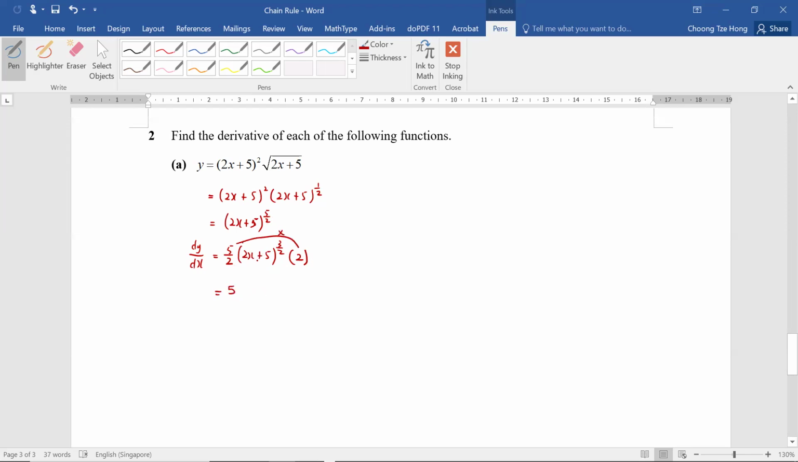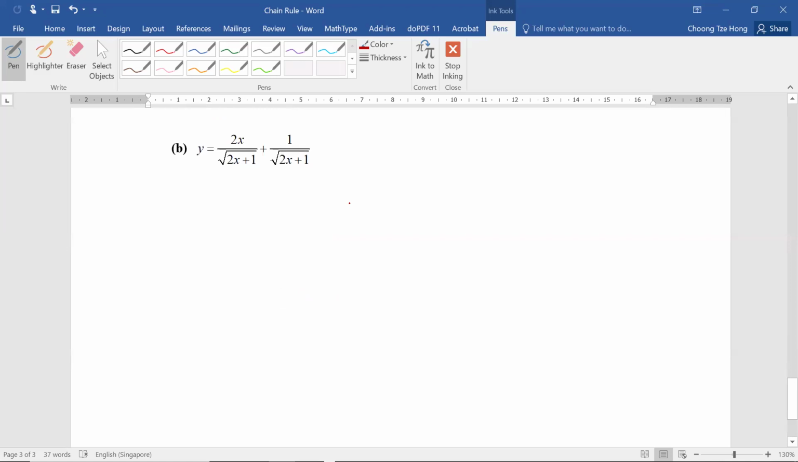Then for this (2x + 5) to the power 3/2, if you recall, the square root form will be the cube inside, so (2x + 5) cubed. The top one is always the power here, and the bottom one will be the root. So this will be the final answer already.